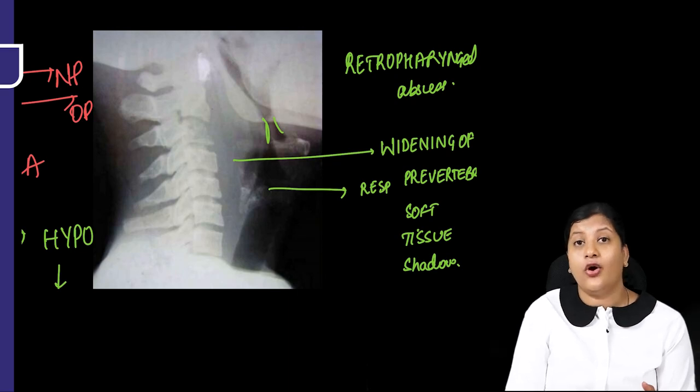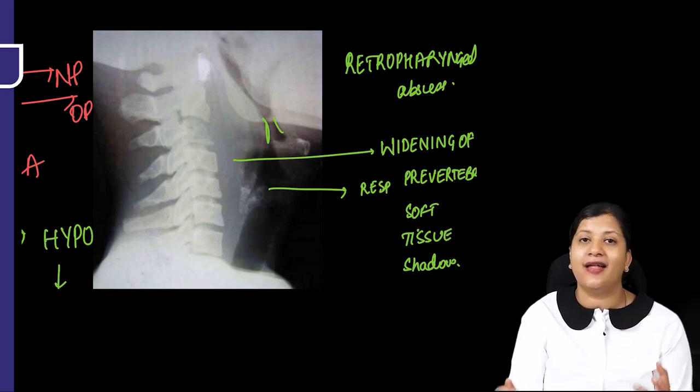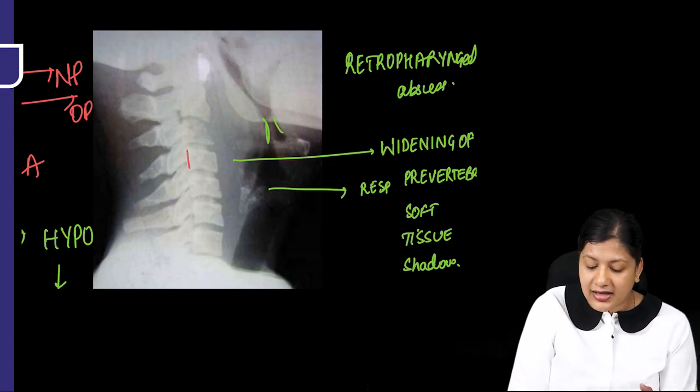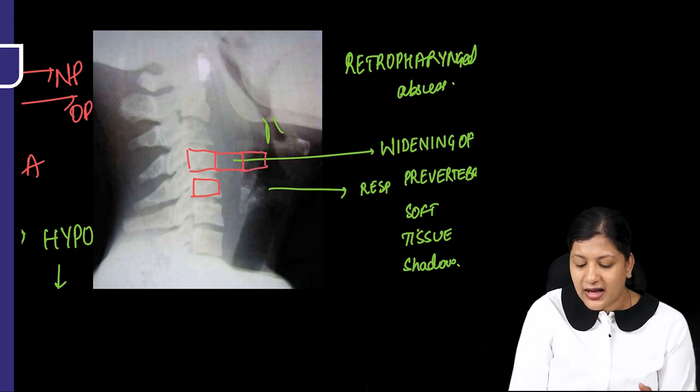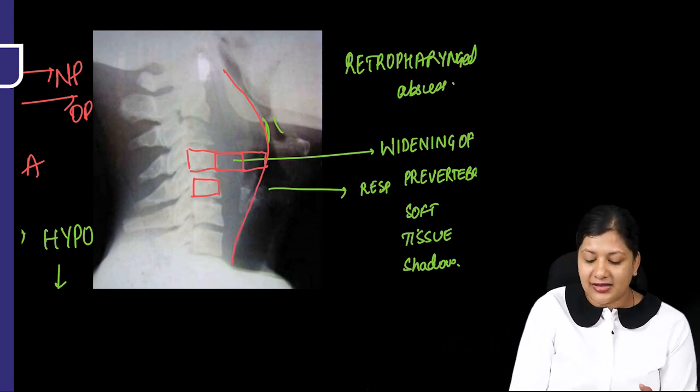Now here you are going to identify whether this is actually widened or narrowed. What is the parameter that will tell us this is wide or not? For that you have to take the size of the body of vertebra. So if you see, this is the body of vertebra, correct? Now if I compare this with the size of the body of vertebra, we see that this prevertebral soft tissue shadow is at least 2 times or more than the size of the body of vertebra.